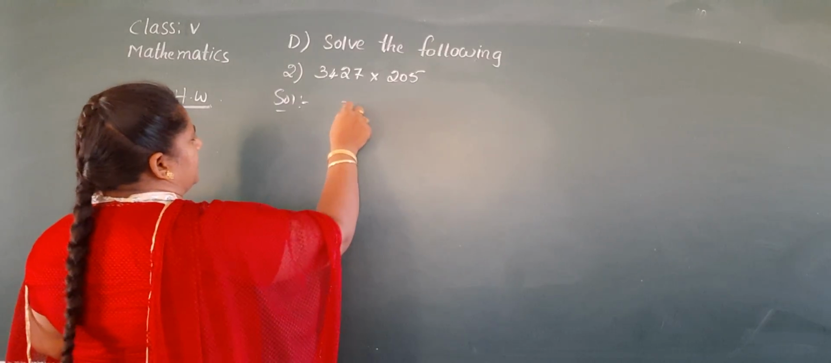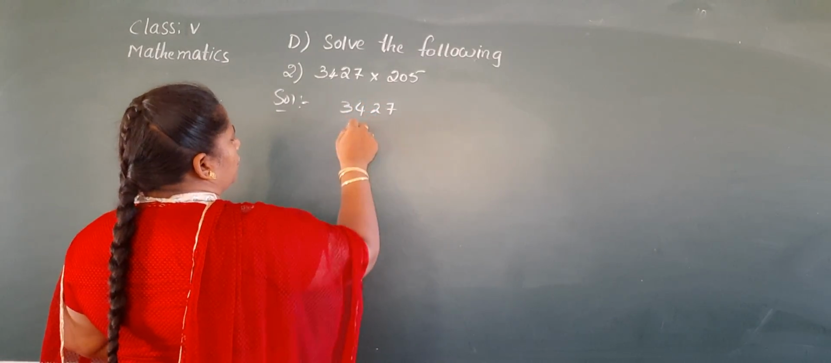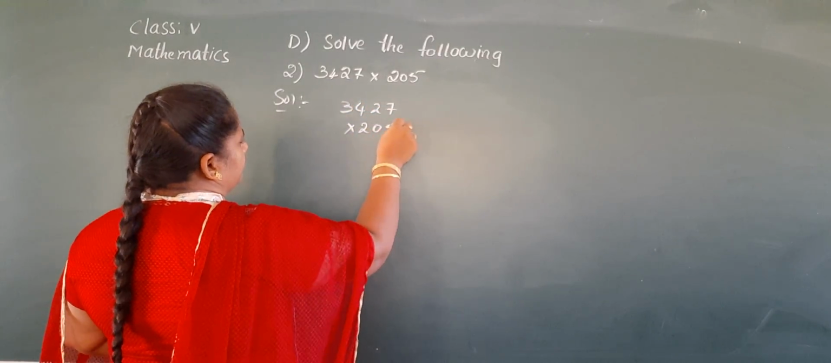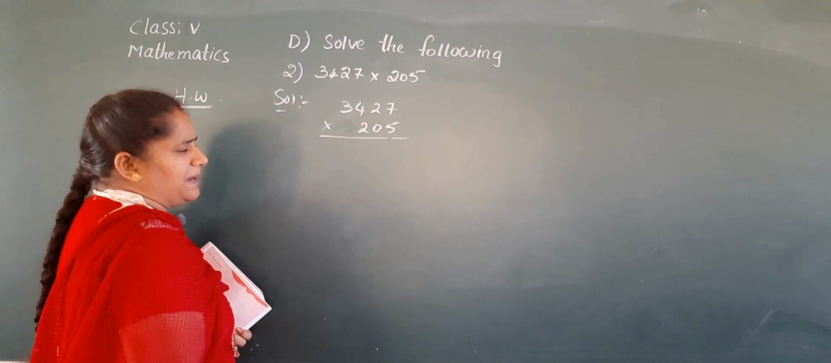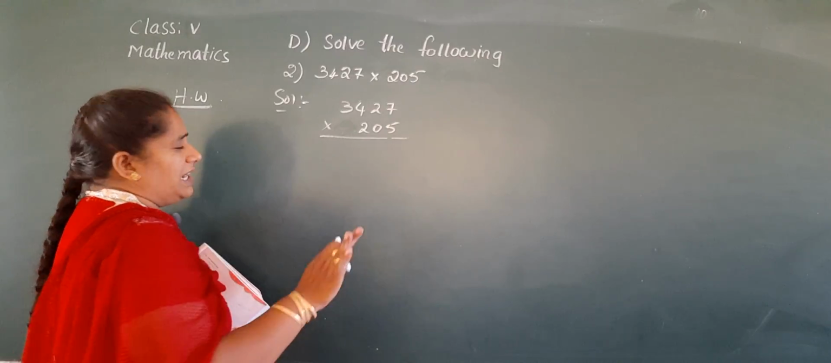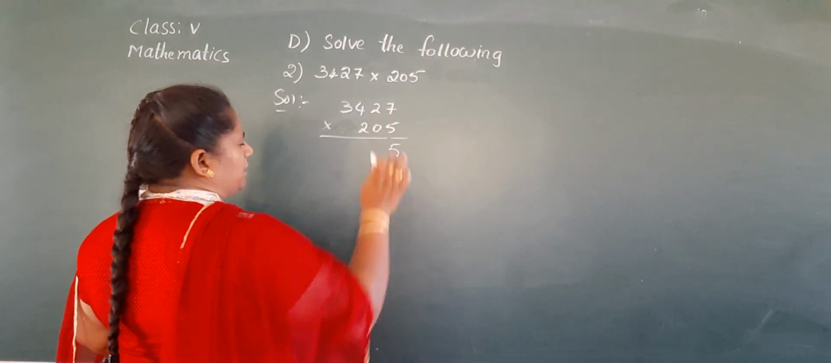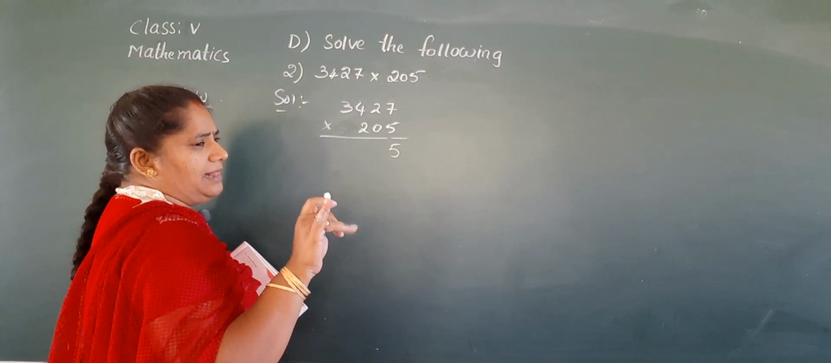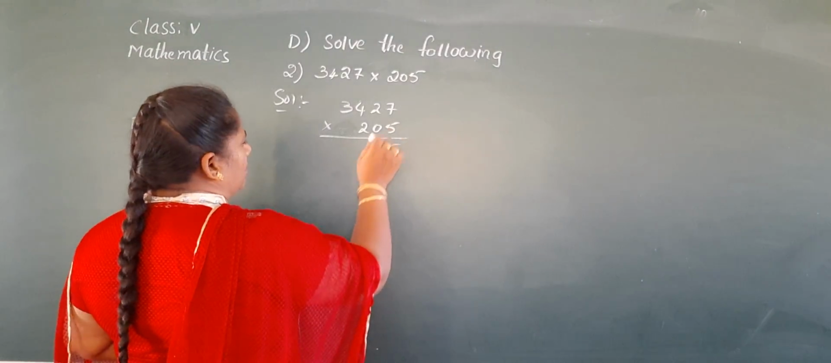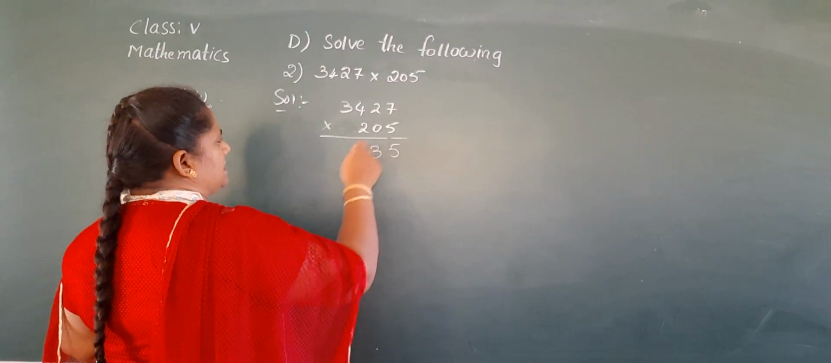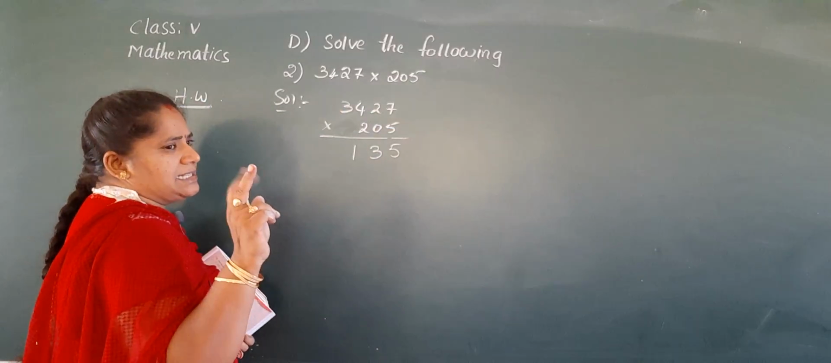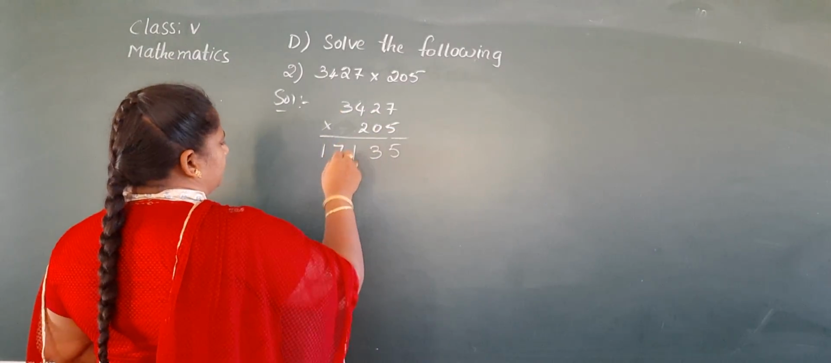Now how to multiply this one, children? 205. So first you multiply the ones place. 5 sevens are 35. 3 in hand, 5 is down. 5 twos are 10, 11, 12, 13. 1 in hand, 3 is down. 5 fours are 20 plus 1, 21. 2 in hand, 1 is down. 5 threes are 15, 16, 17.